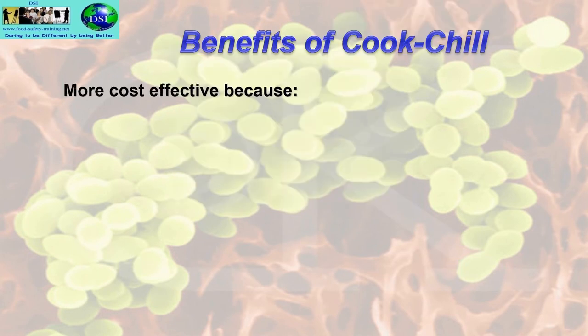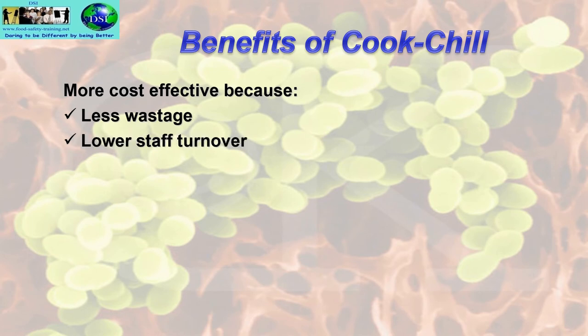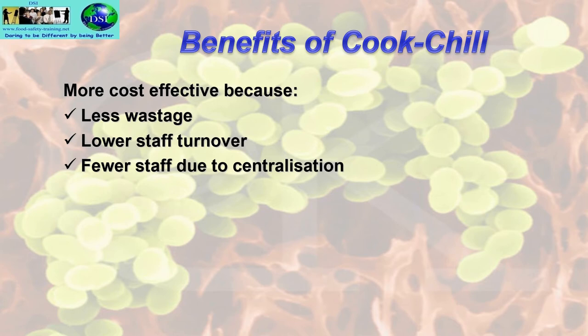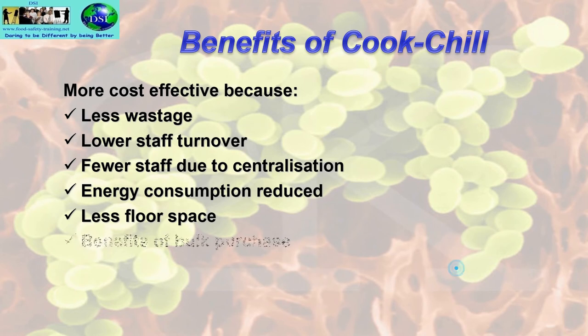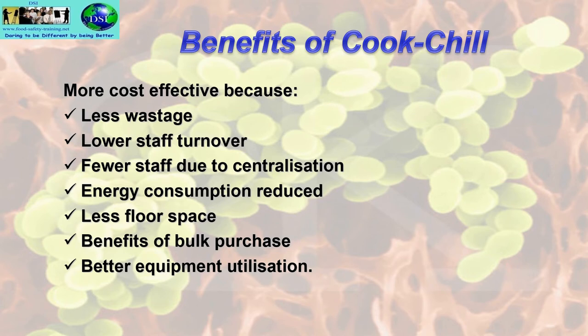Benefits of cook chill: it's more cost effective because there's less wastage, lower staff turnover, and fewer staff due to centralization of the satellite kitchens. Energy consumption is reduced because regeneration is usually done in one place. Less floor space, benefits of bulk purchase, better equipment utilization.